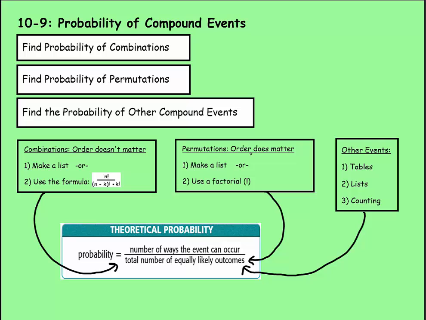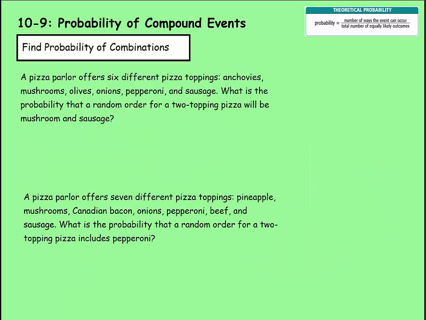Permutations work the same way. When the order matters, you can find the total number of permutations by either making a list or using a factorial. When you find the total amount of permutations, that is the total number of outcomes. Then you can use the ones that you're looking for to go on top to find the probability. Other events, you can find the total number of outcomes by doing these things. That is the bottom part, and then the top part will be the total number of ways the event can occur. Let's give it a shot with a few examples.